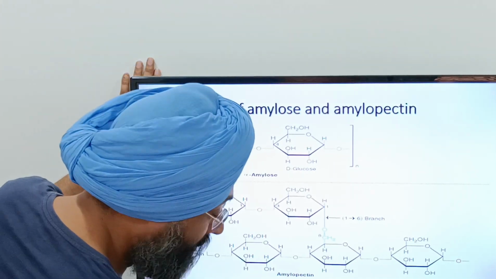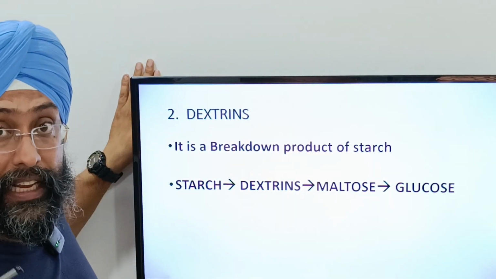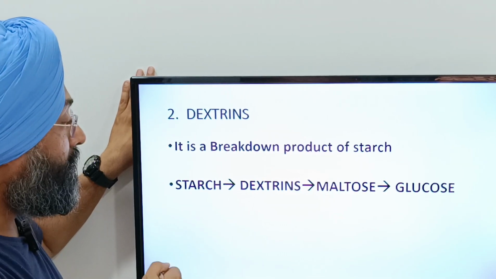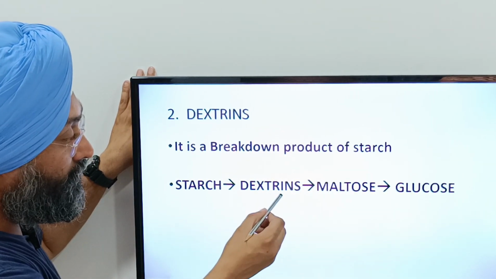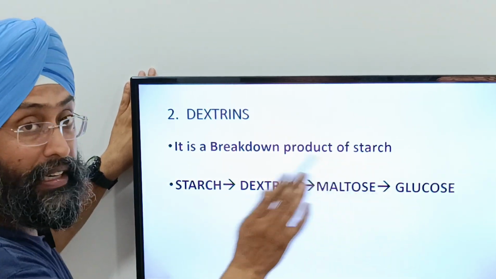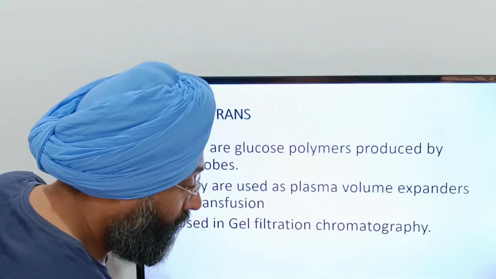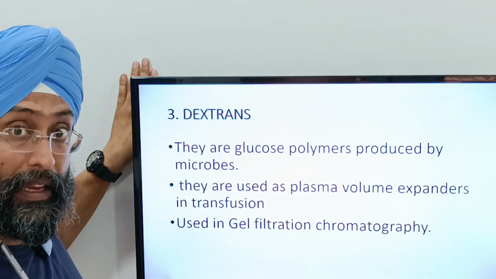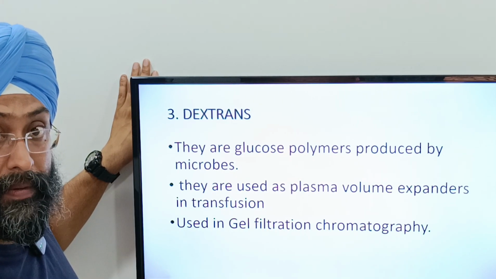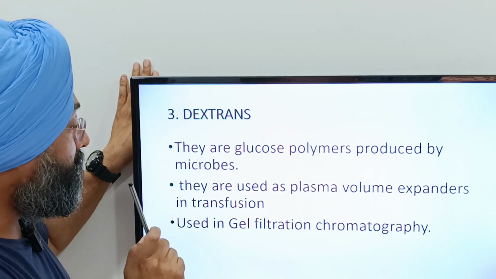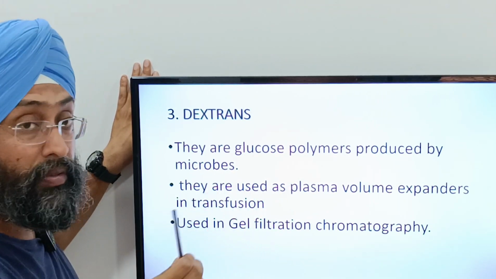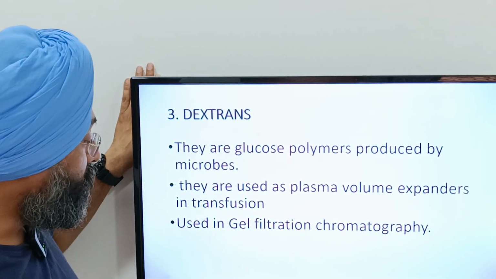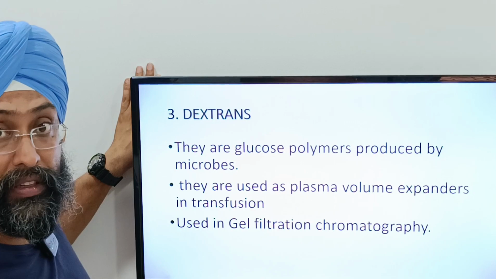Now coming on to the next, that is dextrins. They are the breakdown products of starch. Starch can be hydrolyzed first to dextrins, then to the disaccharide maltose, and finally glucose. Dextrans are glucose polymers produced by microbes, and they are useful as plasma volume expanders in transfusion. They are also used in gel filtration chromatography.